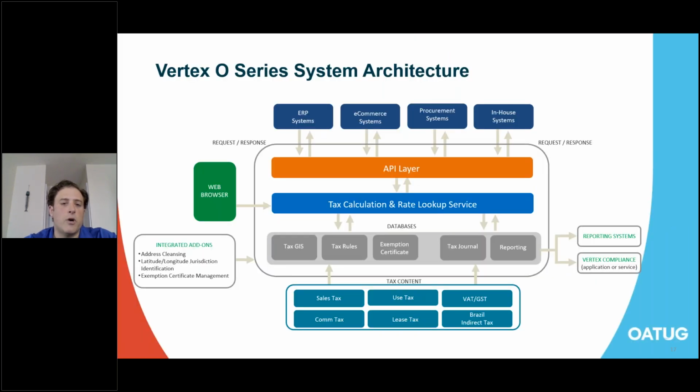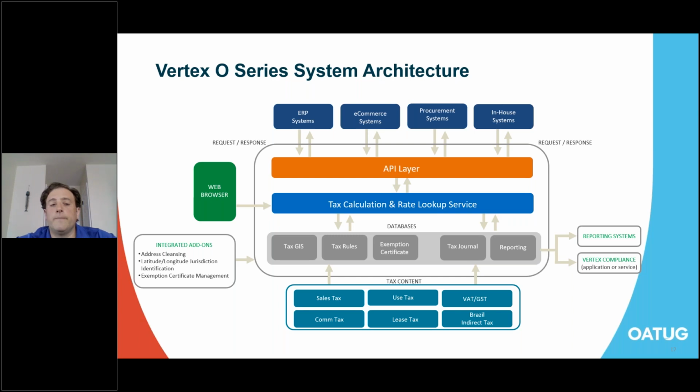So this is our system architecture, and it's important to start here because I think it's very important to understand that one of the things that differentiates O Series from some of our competitors is that all of our tax content is driven through the same tax engine and the same API layer. If you read this bottom to top, you can see all of our tax content, whether it's sales or telecom or lease or VAT, even our Brazil content, is all driven through our databases. It's driven through the same engine, and it is accessed through the same API layer.